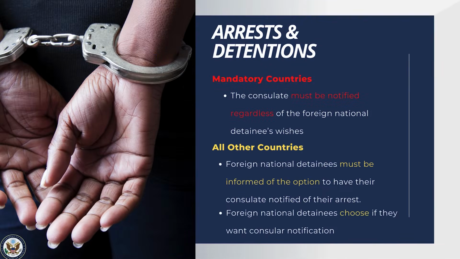What are the CNA requirements when you arrest or detain a foreign national? It depends on the treaty that we have with each country. There are 58 mandatory notification countries. For foreign nationals from these 58 countries, notification to the foreign government's consular officer must be made whether the arrestee wants it or not. If the detainee asks you not to make the notification, you should explain that you have no choice. It's a legal requirement.